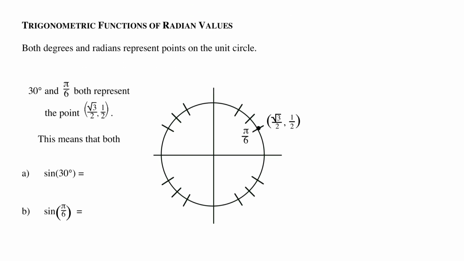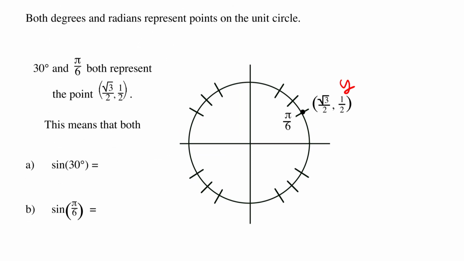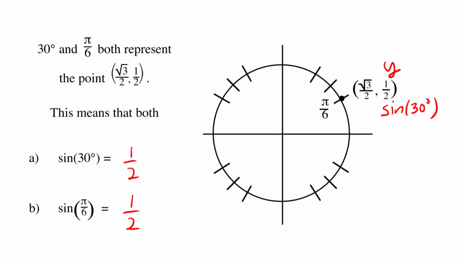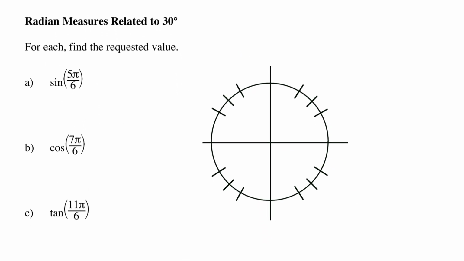All right, so we're talking about angle measures and radian measures, both on the unit circle. Just like the sine of 30 degrees is the y value, 1/2, so too is the sine of pi over 6. Same location, same y value, the sine of pi over 6 is 1/2. And we're going to be doing trig functions using our radian measures.